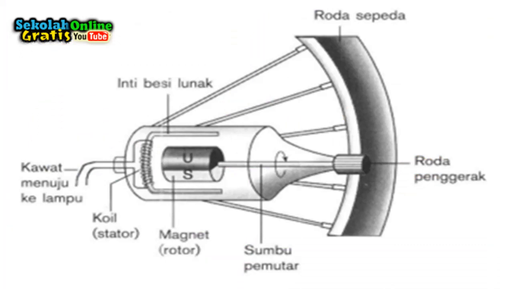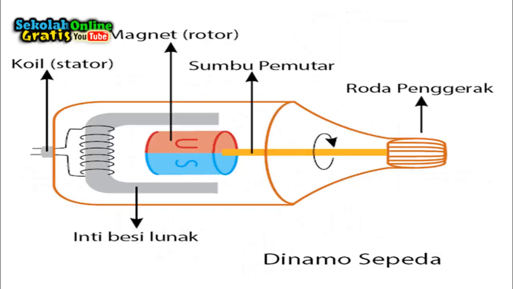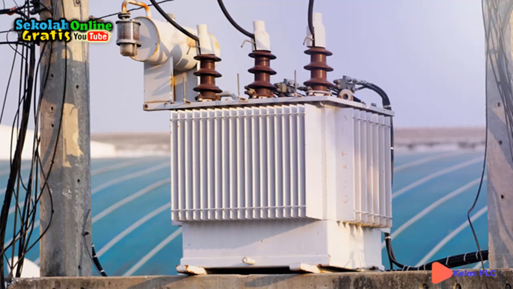When the bicycle is pedaled quickly, the coil on the dynamo moves quickly so that the induced electromotive force, EMF, is stronger and produces more electrical energy. Induction EMF is obtained by accelerating the rotation of the coil, using a strong magnet, increasing the number of turns, and using a soft iron core in the dynamo.